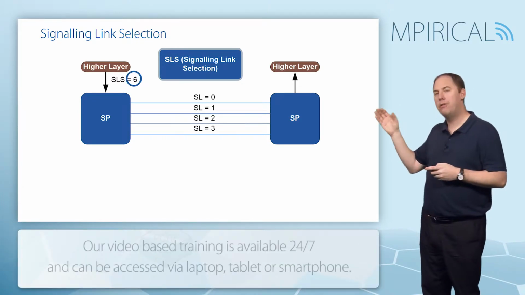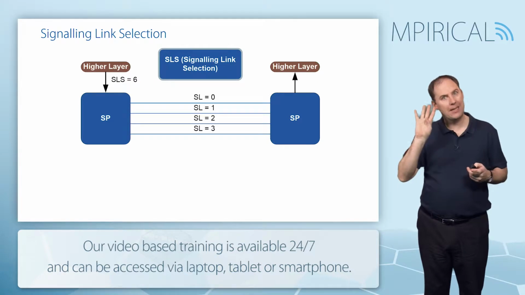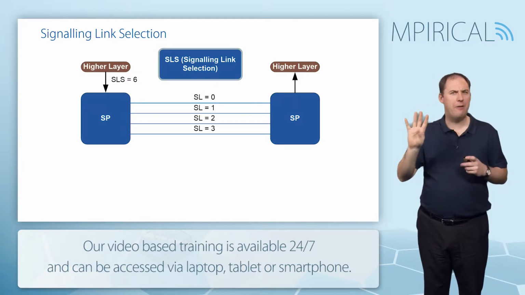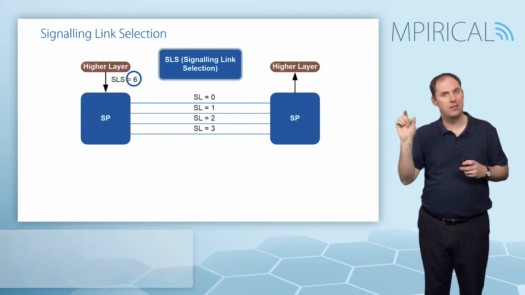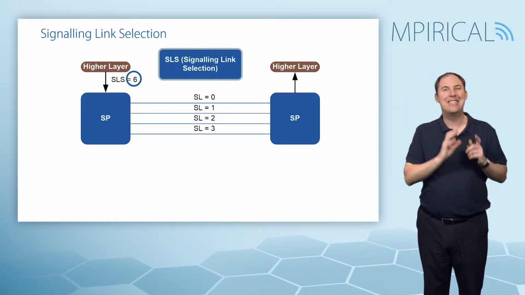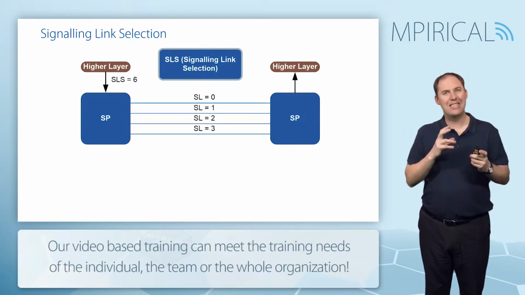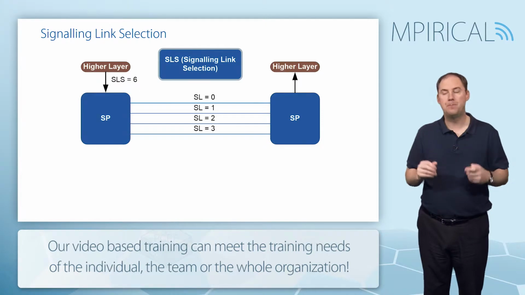Well, in this example, I've got multiple signaling links numbered 0 to 3. So I've got 4 signaling links. That's my signaling link set. Now it's very confusing because we've got SLS signaling link set, the 4 links, but we also now have the SLS signaling link selection, value number 6, used as well. So the SLS acronym is used twice.